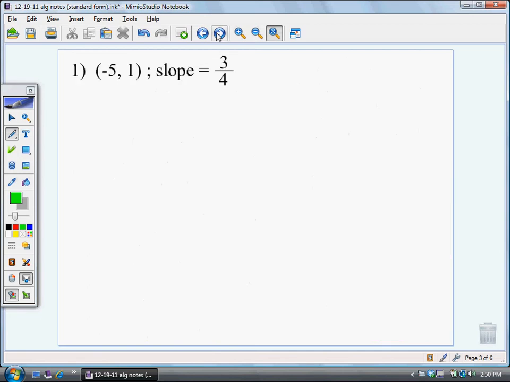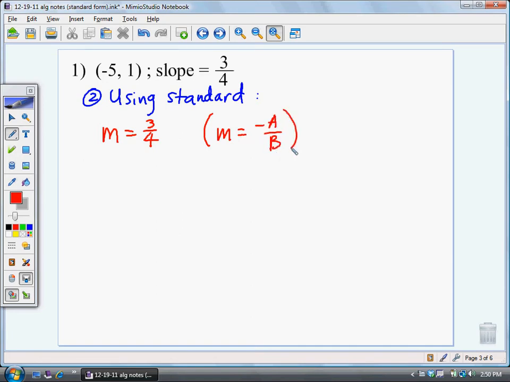Now what I'm going to do is I'm going to do this using standard form. And what that means is I'm going to take the fact that my slope is 3/4, right? And then remember that the slope is always the opposite of a over b. So using that fact, if I have positive 3/4, 3/4 is equal to the opposite of 3 over negative 4. Okay, that allows me to determine that a is 3 and b is negative 4.